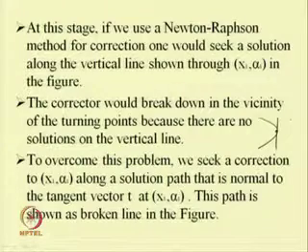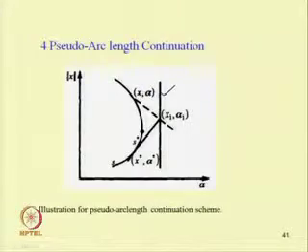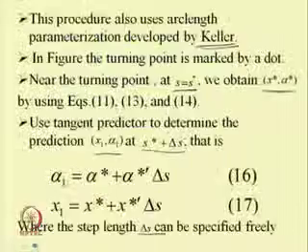To overcome this problem, we seek a solution to x 1 alpha 1 along a solution path that is normal to the tangent vector t at x 1 alpha 1. So, this path is shown here. This is the path. We can take a normal to this, and along this path we can find the solution.